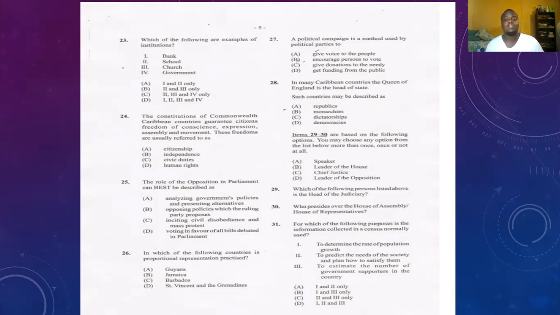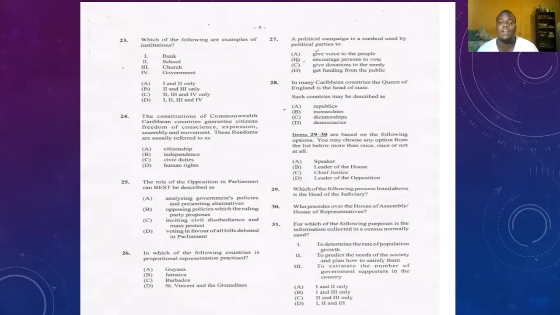29 to 30 are based on the following options. You may choose any option from the list below more than once, or not at all. The list is A, Speaker, B, Leader of the House, C, Chief Justice, D, Leader of the Opposition. So 29, which of the following persons listed above is the head of the judiciary? That person is C, the Chief Justice. 30, who presides over the House of Assembly, House of Representatives? For 30, that is A, the Speaker of the House presides over the House of Representatives.